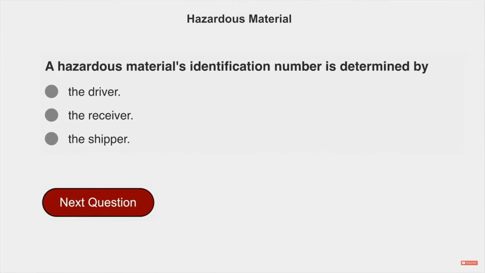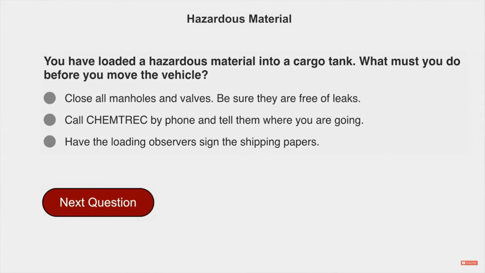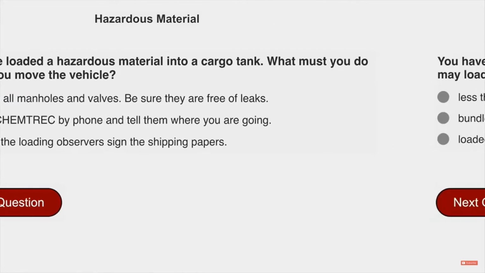A hazardous materials identification number is determined by the shipper. You have loaded a hazardous material into a cargo. What must you do before you move the vehicle? Close all manholes and valves. Be sure they are free of leaks.